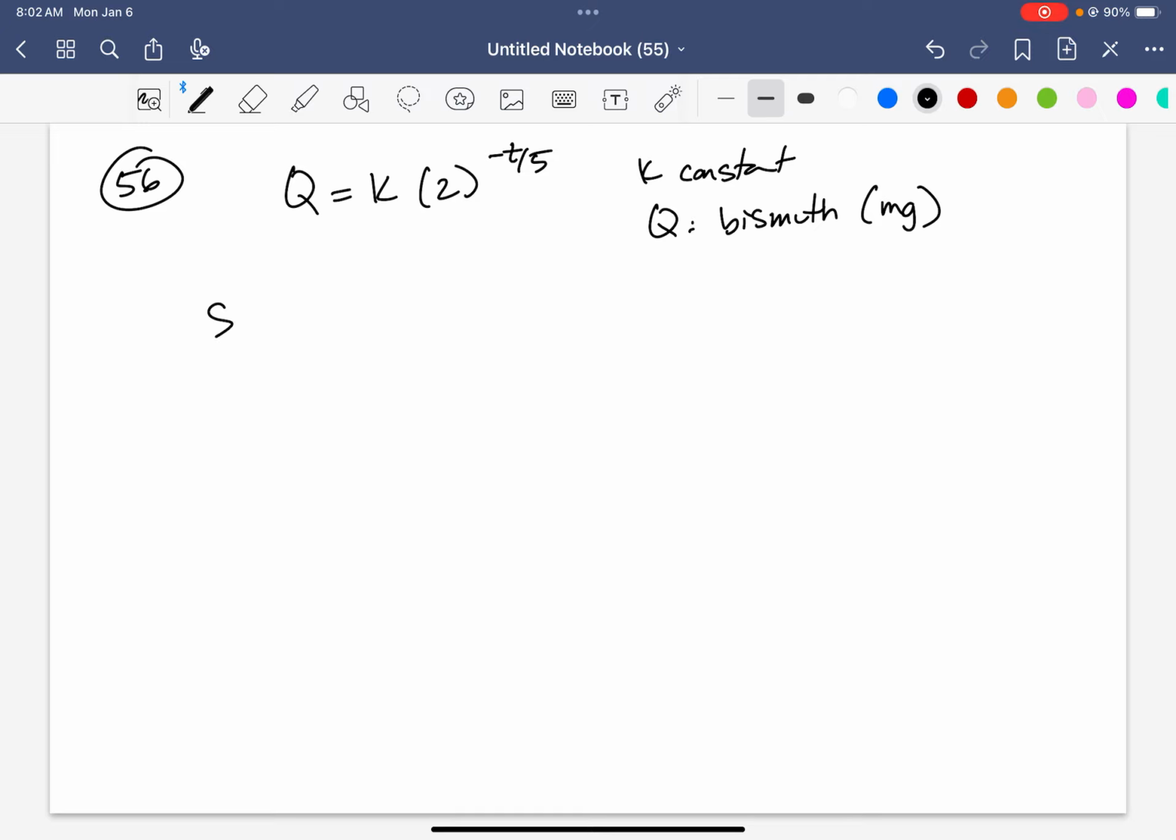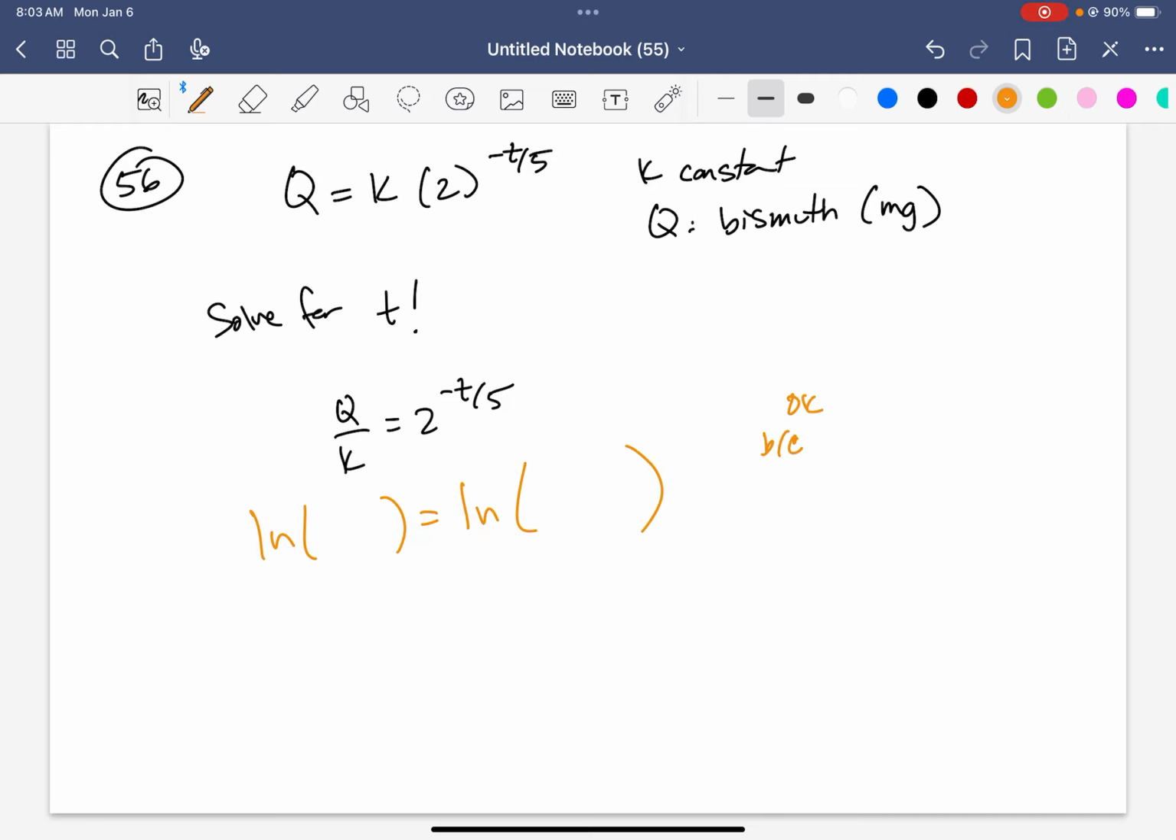But what they want you to do is solve for t. So when you do, you're first going to divide. And you can either think of it as turning it into exponential form, so you could do log base 2, or to make your life easier, you can just take the natural log of both sides. This is okay because natural log of x is a function. So if my two inputs are equal, then my two outputs must be equal.